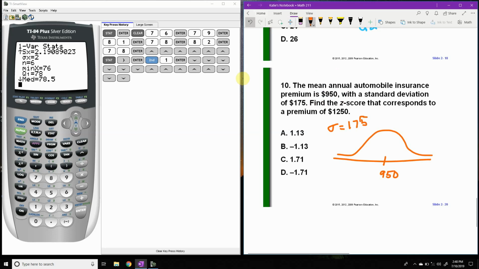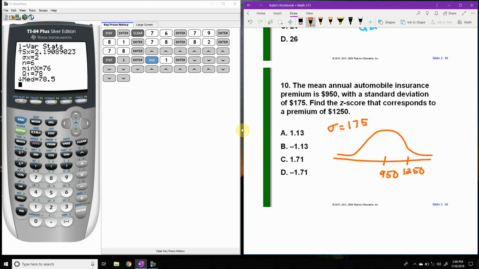If I have given information and I'm told something about the distribution, I make note of it even before I start the problem, so I know exactly what I'm working with. All right, the question here is to find the z-score that corresponds to a premium of 1250. Well, 1250 would be up here somewhere above the mean. So I already know that my z-score is going to be positive.